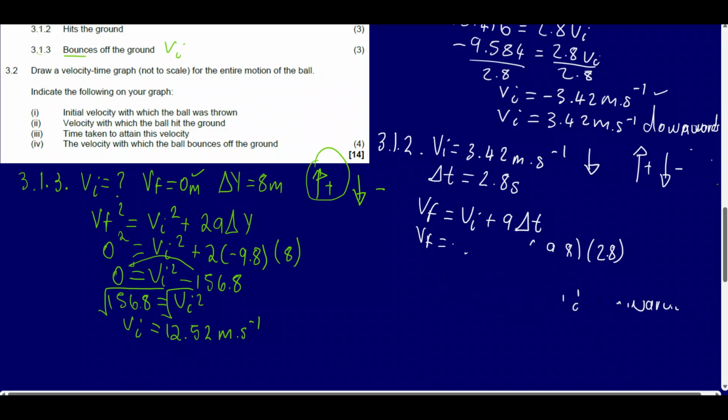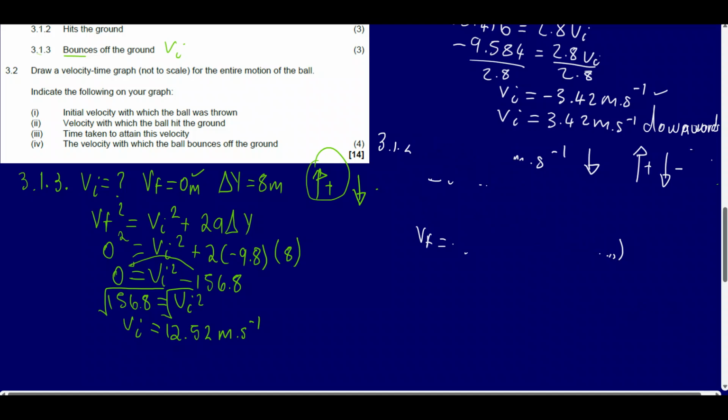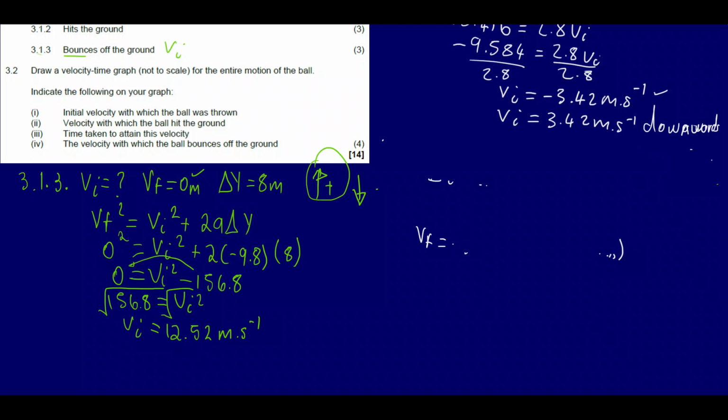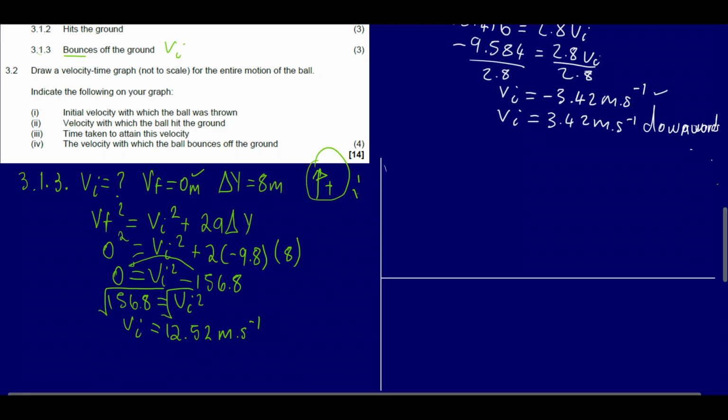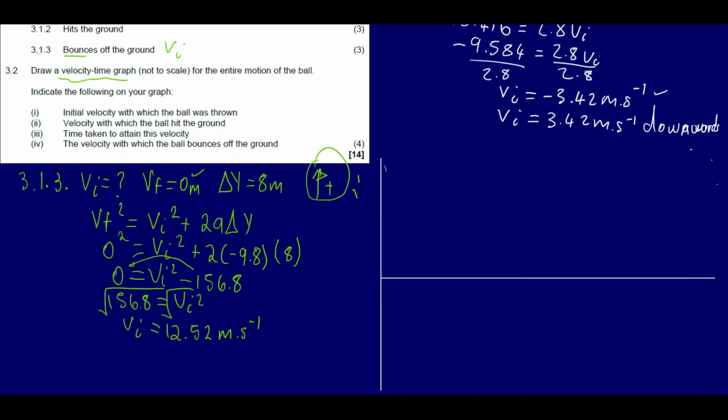And I will just have to erase this part here. We will note down that the velocity that it hits with is that. I just need a space to be able to draw the graph. So to draw the graph, of course, we will draw a straight line here like before, and draw another straight line here for the x-axis. Here they want us to draw a velocity-time graph, not to scale, just for the entire motion of the ball.